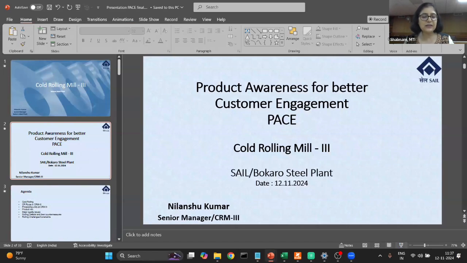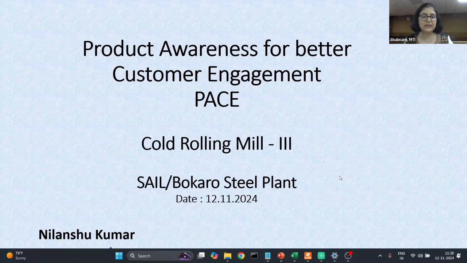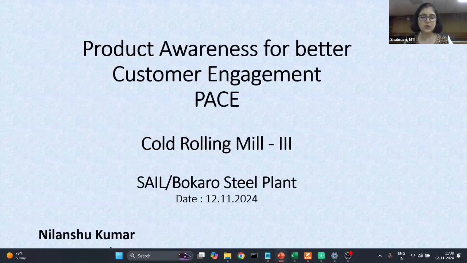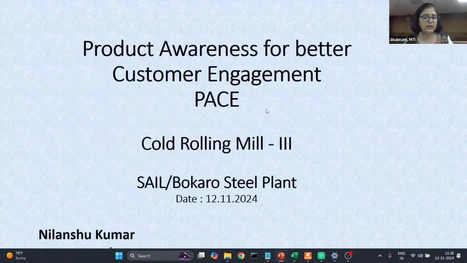For CR, we have with us Shri Nilanshu Kumar, Senior Manager CRM3, Bokaro. Nilanshu has done his BTech in Metallurgical Engineering. He joined SAIL as MTT in 2013 and has been working in cold rolling mill since then. He is presently working as operations in charge of HRCC and PLTCM. Nilanshu has been involved in different performance improvement projects for PLTCM, which include increasing input yard capacity of PLTCM, optimization of process automation with the help of maintenance team.